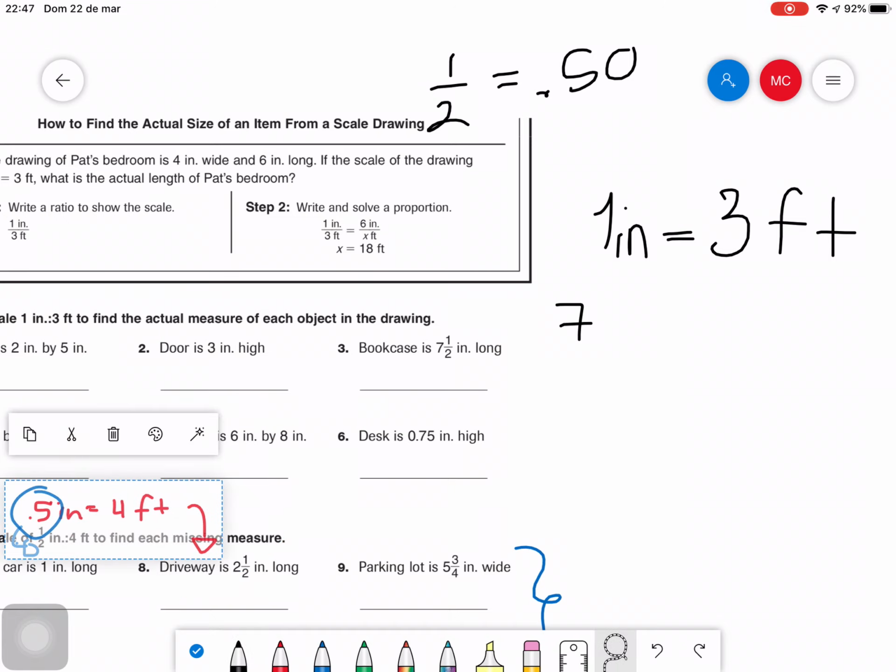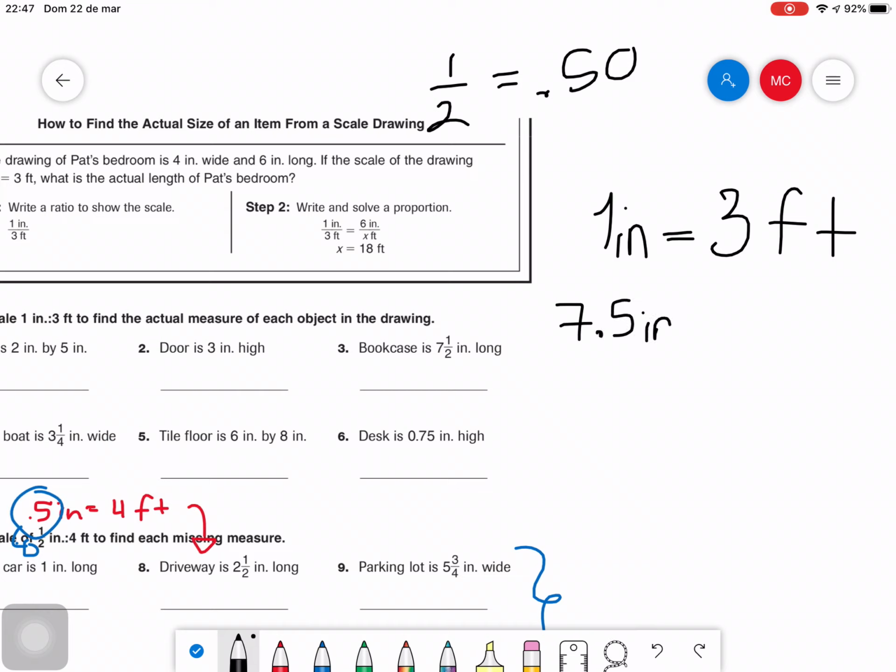So 7.5 inches, how many feet is that going to be in real life, okay? So rule of 3, I know that I multiply always like this. Acuérdate que multiplicas en diagonal 7.5 por 3 y lo divides entre 1, cosa que no es necesario que hagas.